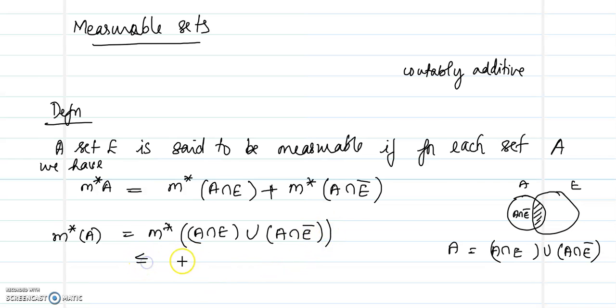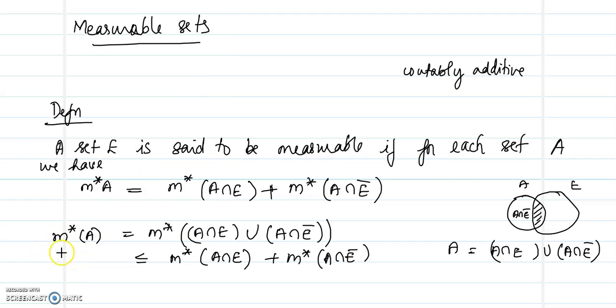So by subadditivity, this will be less than or equal to m star of A intersection E plus m star of A intersection E complement. So m star of A will always be less than or equal to m star of A intersection E plus m star of A intersection E complement. So the set E becomes measurable when both hold, that is, equality. The less than or equal to we already know. Now if the greater than or equal to holds, then this expression will hold. So we can say that the set E is measurable.